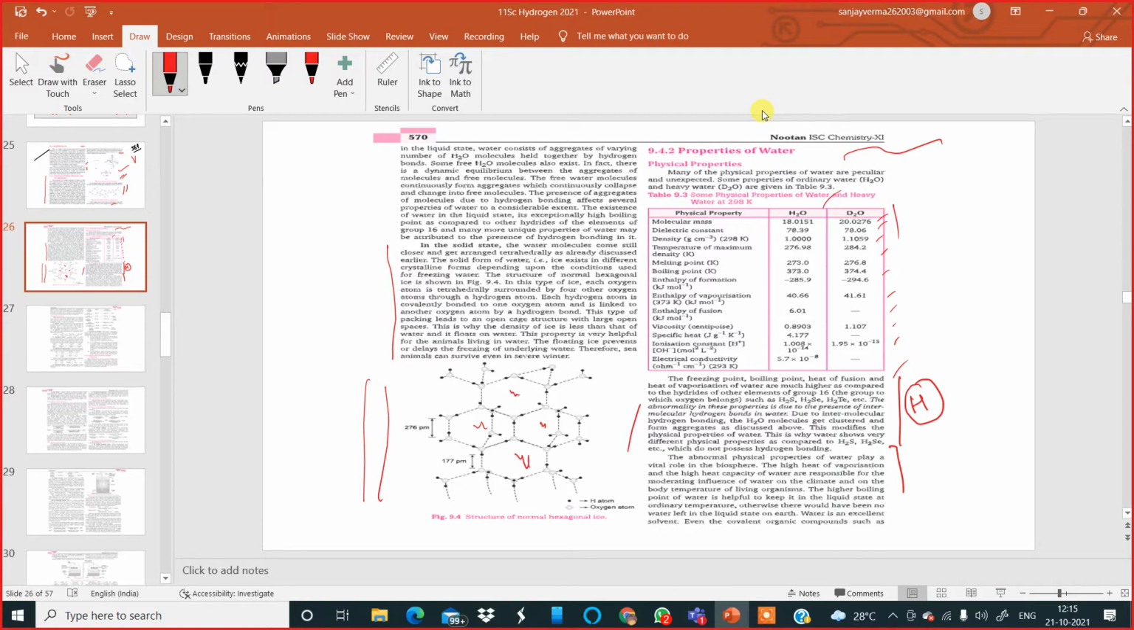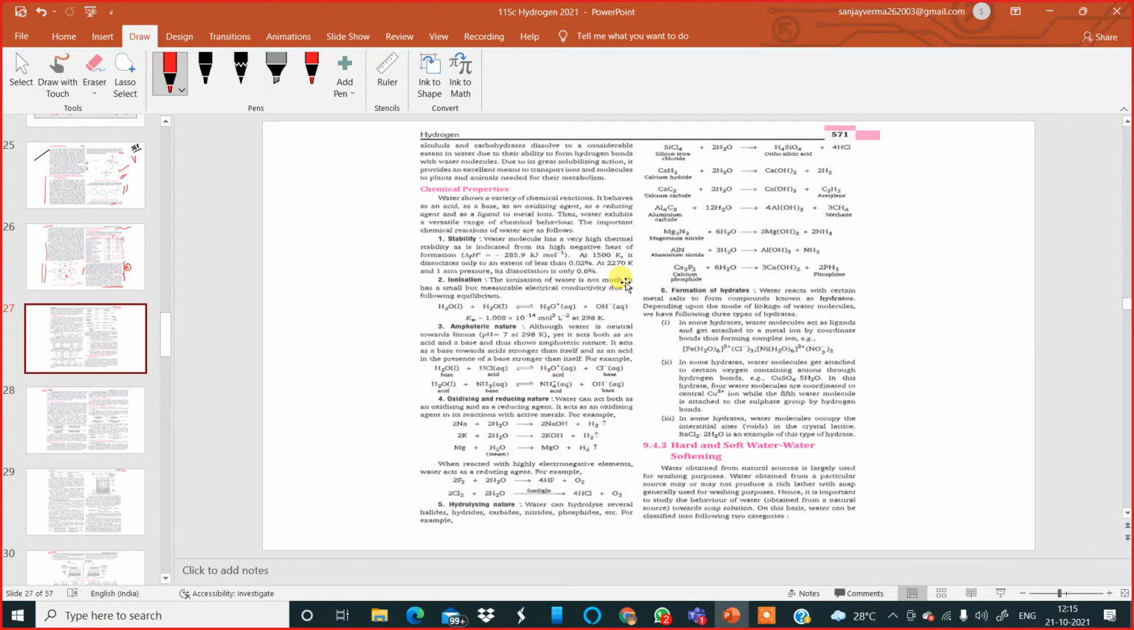Okay. Now, water is an excellent solvent. It is a universal solvent because of its polar covalent nature as well as dipole moment. Even covalent organic compounds such as alcohols, which contain OH, and carbohydrates dissolve to a considerable extent in water due to the ability to form hydrogen bonds with water molecules. That is again intermolecular hydrogen bonds. Due to its great solubilizing action, it provides an excellent means to transport ions and molecules to plants and animals needed for their metabolism in plant chemistry.